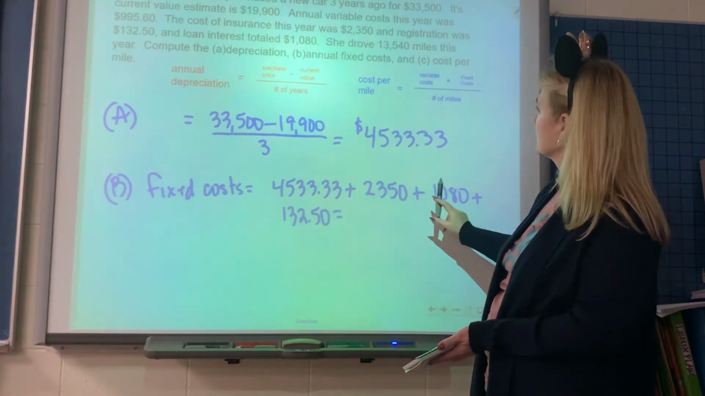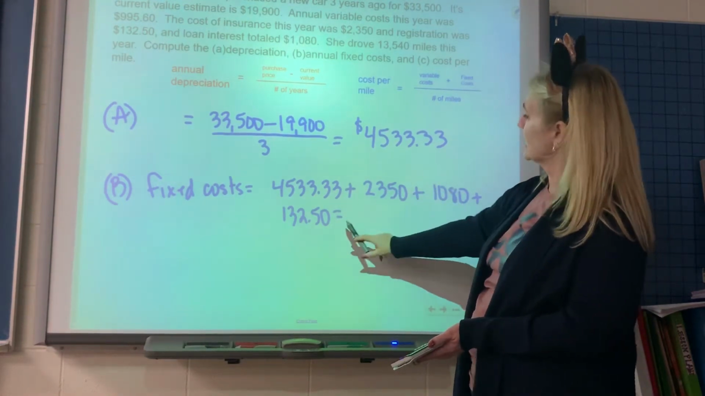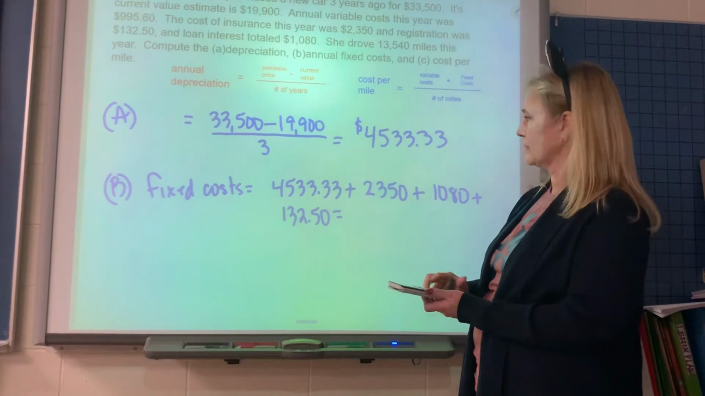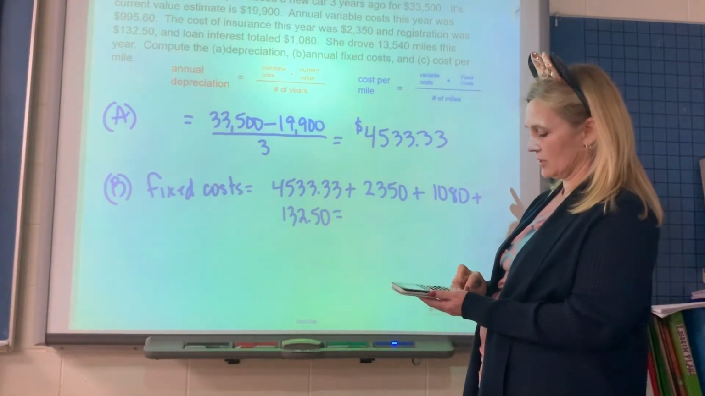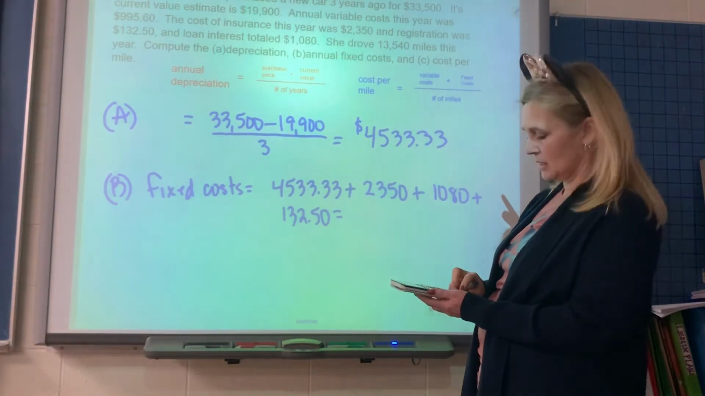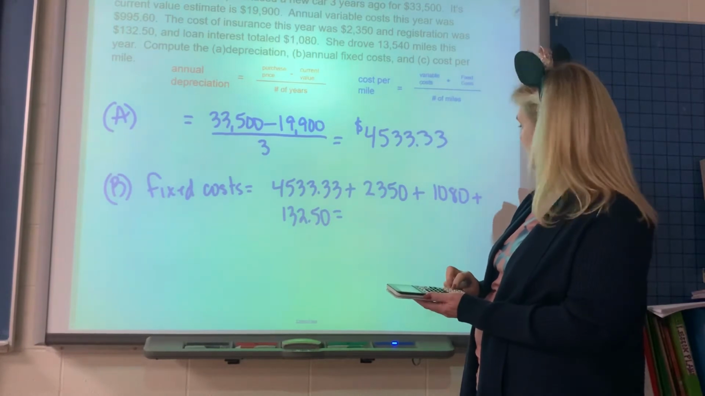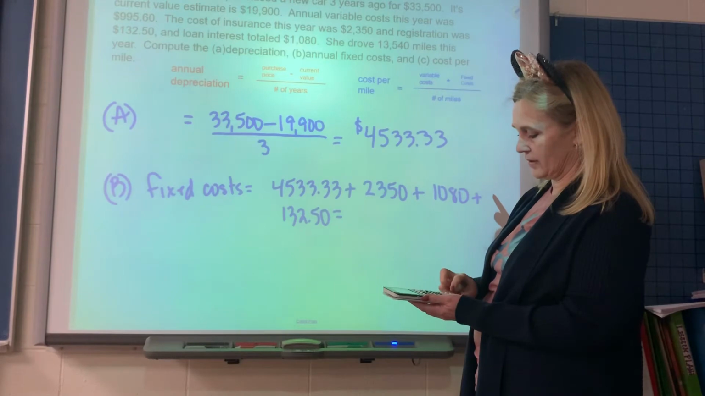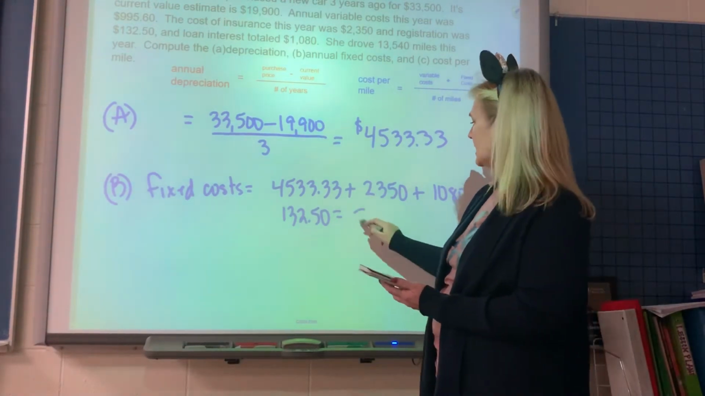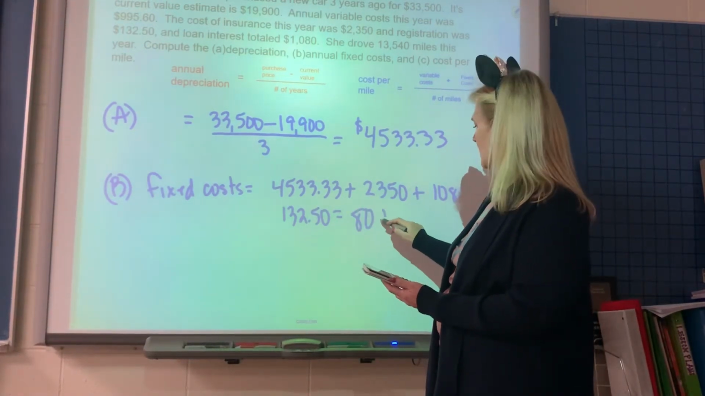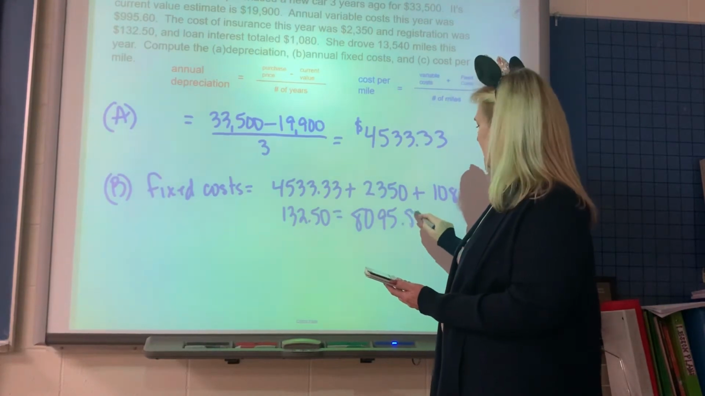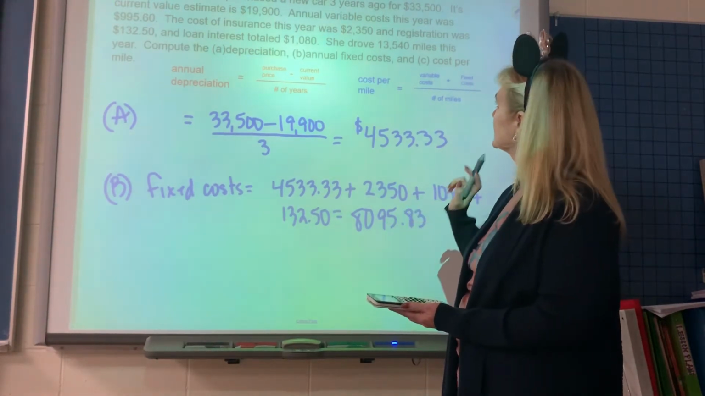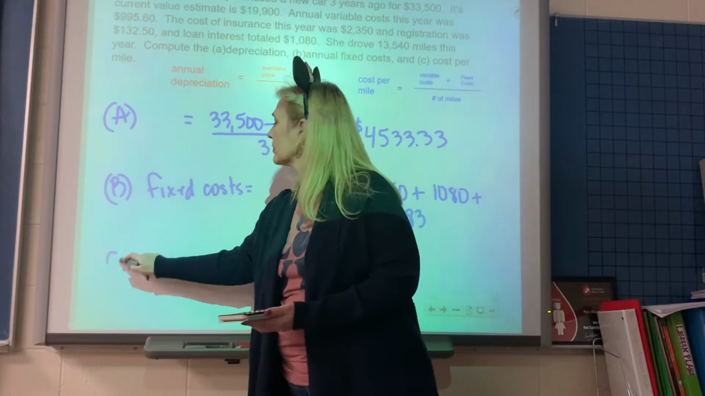Depreciation, insurance, loan interest, and the registration. You want to add all those things up. Let's see, 4533.33 plus 2350 plus 1080 plus 132.5. You get $8,095.83.